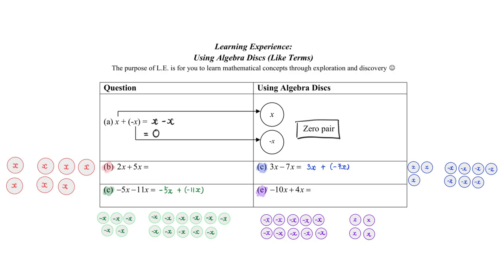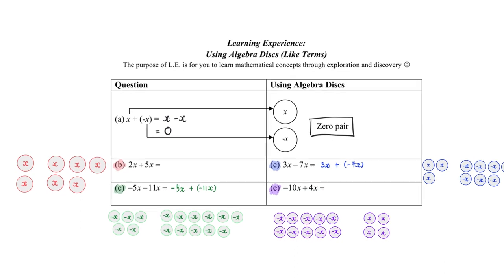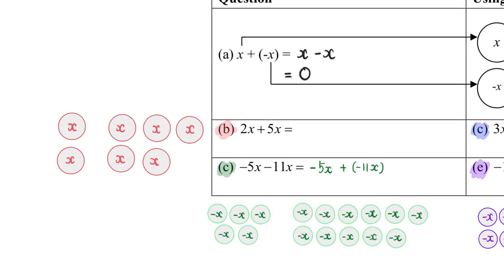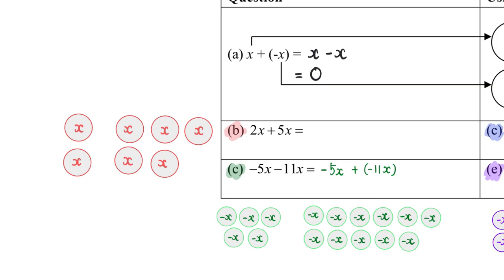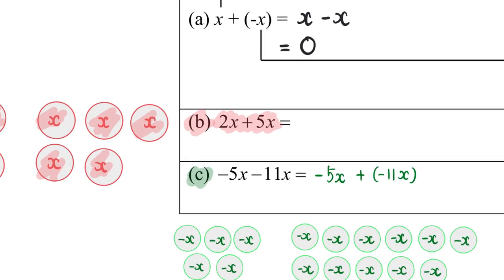So at this point, I'm going to enlarge the screen and just focus on part B where we have 2x plus 5x, and how many x would that make us? So we will have 1, 2, 3, 4, 5, 6, 7. So altogether there are 7x. Done.